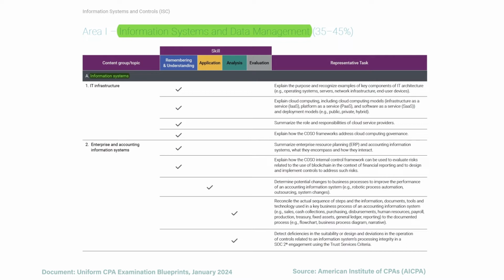From there, we need to know about enterprise and accounting information systems. So what are the benefits of an ERP system? What are the disadvantages of it? How can we use these systems for the use of blockchain? We need to talk about how we can improve the performance of accounting information systems. So this is all focused on accounting information systems.